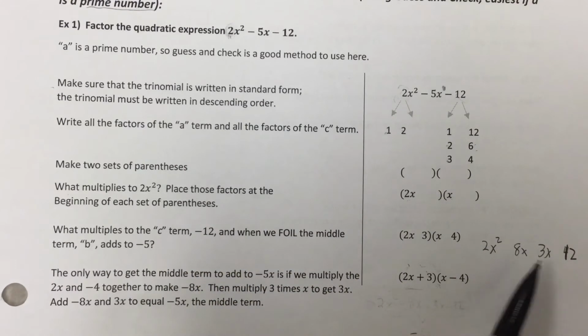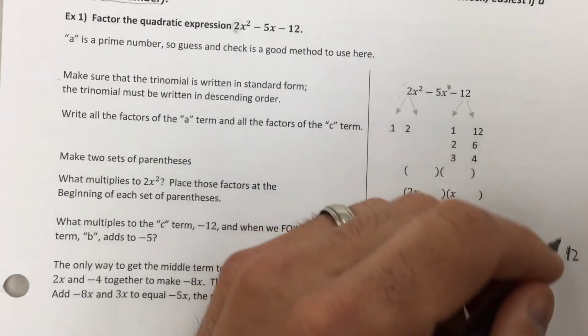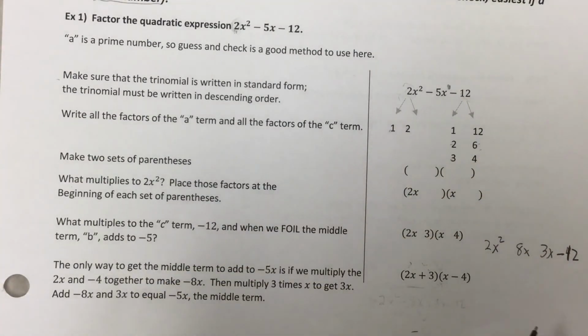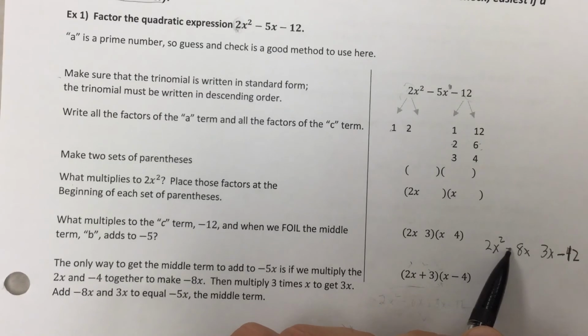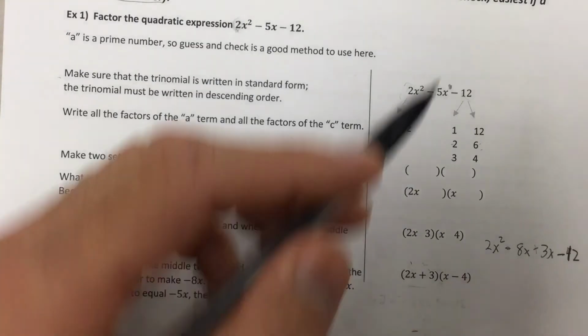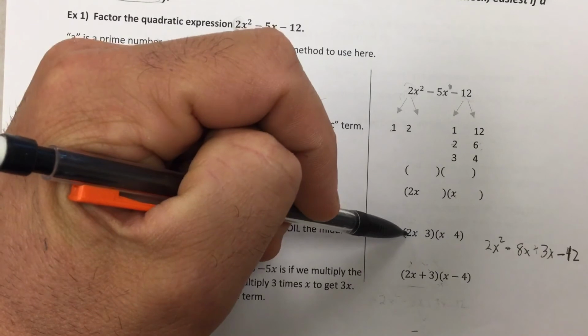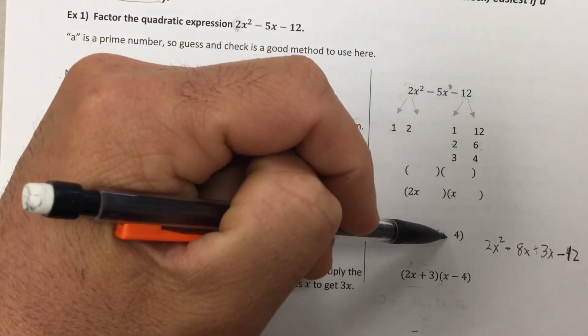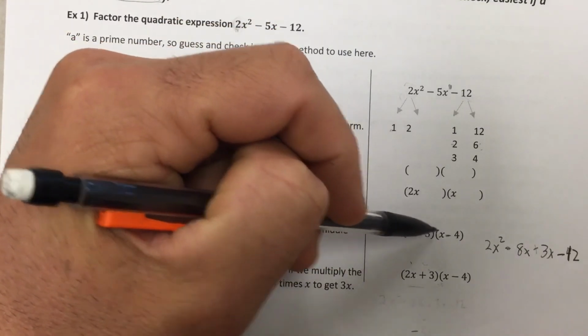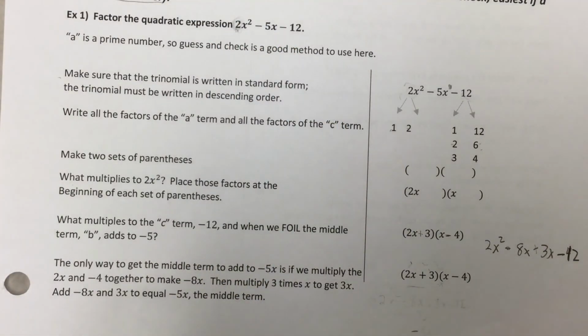Now what I have to figure out is, this needs to be a negative 12, so I know I'm going to need opposite signs. Okay? And the only way I can get this to be negative 5x is if this one becomes negative 8x and this is positive 3x. So how did I get that? I had to do 2x times negative 4 and then 3 times positive. All right, so this factors to 2x plus 3 times 2x minus 4.